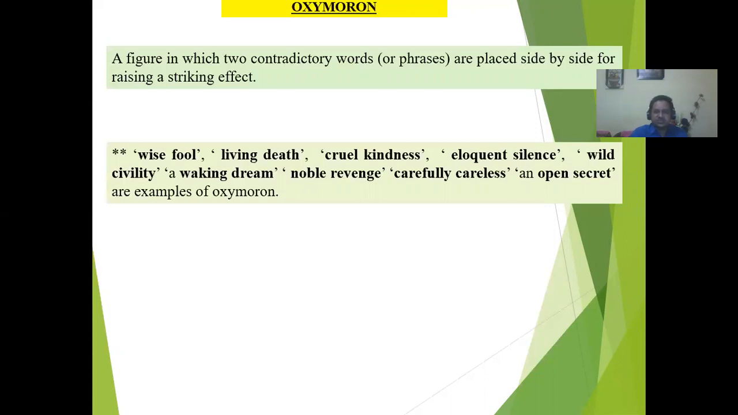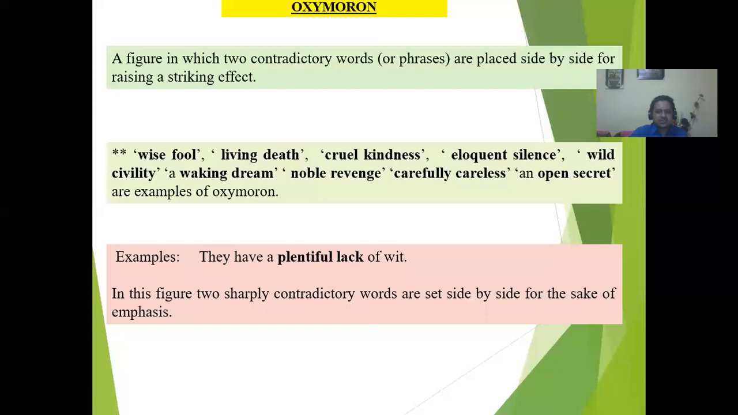Writers used these words in their writing for raising a striking effect. Examples, more examples. Example in a sentence: They have a plentiful lack of wheat. Plentiful, at the same time, and then lack of wheat. Two contradictory words are placed side by side. In this figure, two sharply contradictory words are said side by side for the sake of emphasis.